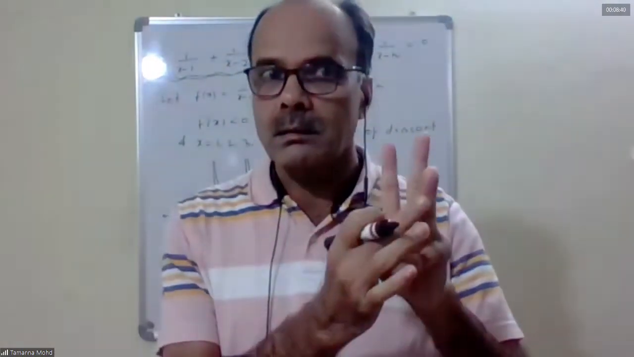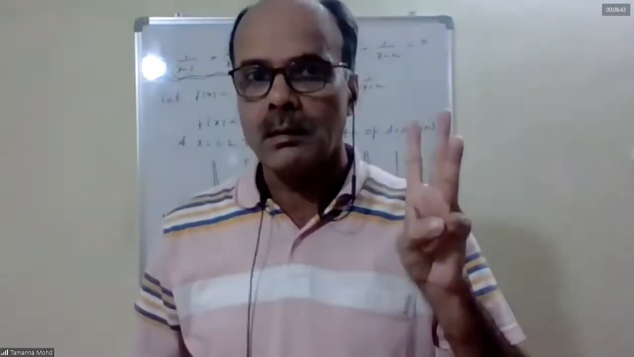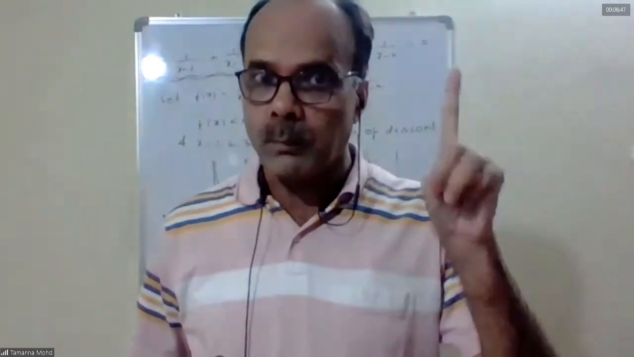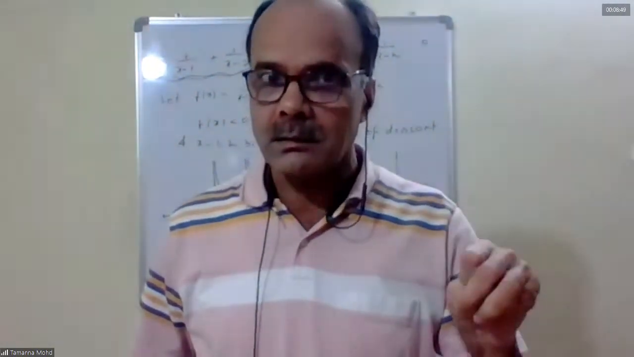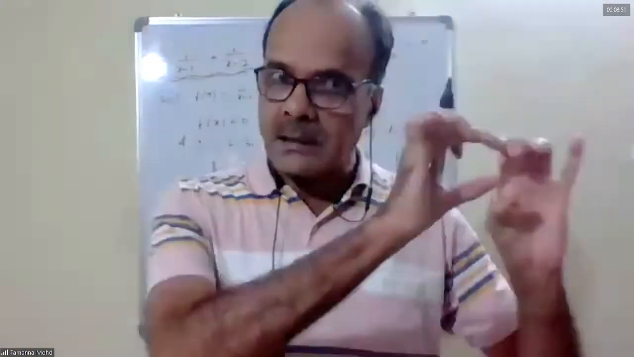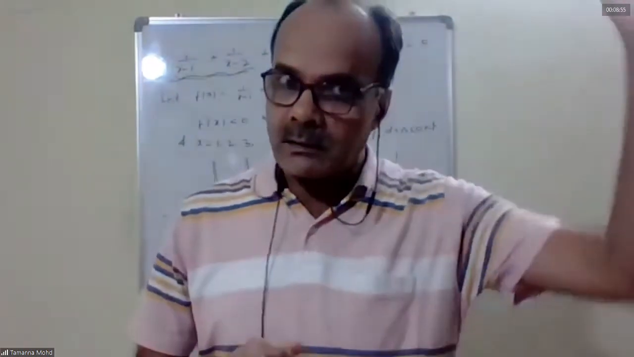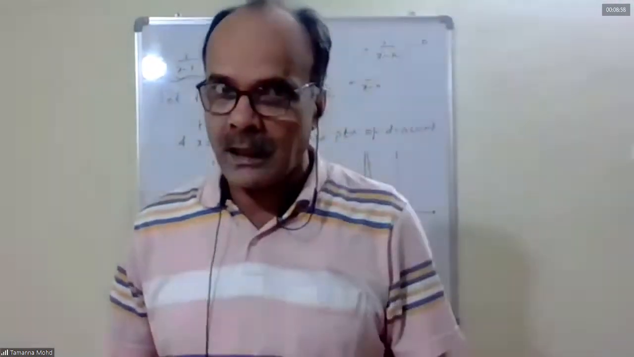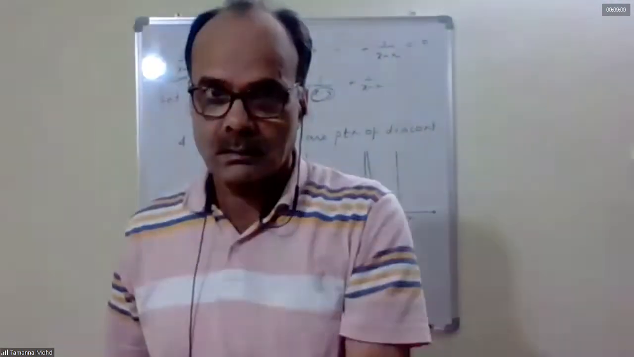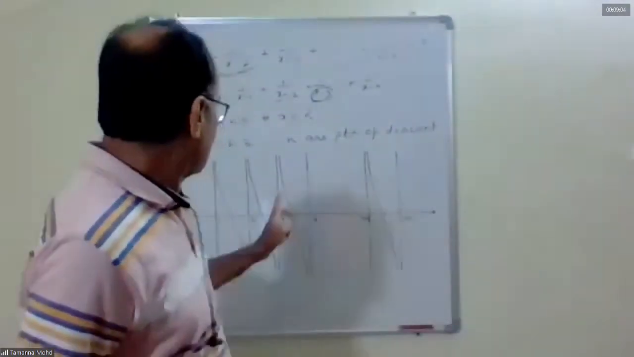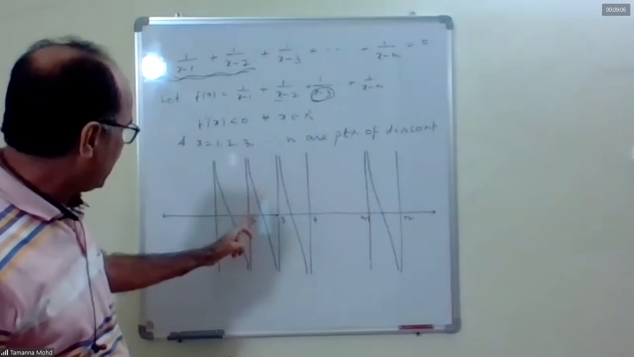Number 1, the points where derivative is 0. Number 2, points of discontinuity. Number 3, the points where derivative does not exist. Write all those points on the real line. And at the points of discontinuity, we have to draw the vertical lines, because there we have to take limits. Here I have to take right hand limit and left hand limit.